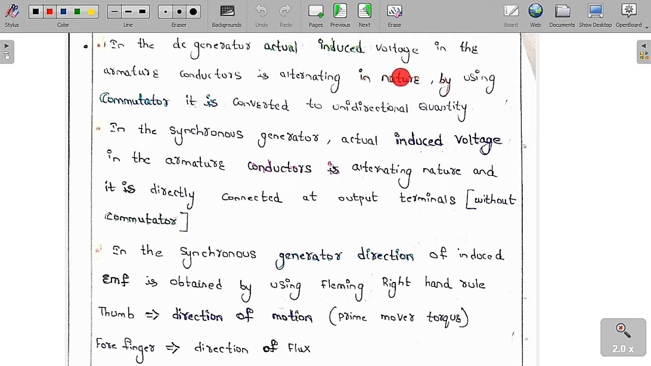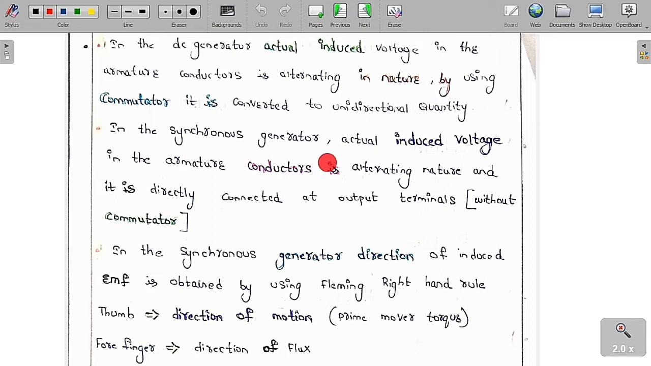In the DC generator, actual induced voltage in the armature conductors is alternating in nature. By using a commutator, it is converted to a unidirectional quantity. Whatever the voltage and current present in the armature conductors are always AC in nature, but with the help of the commutator, they are converted into DC format. Therefore, simply we can say that in a DC generator, actual induced voltage in the armature conductors is alternating in nature, and by using a commutator, it is converted to a unidirectional quantity.